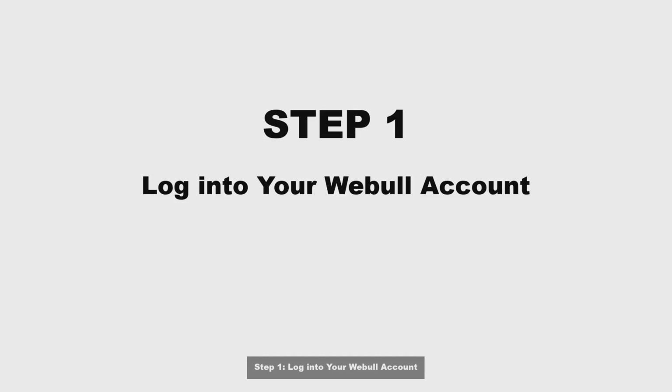Disabling two-factor authentication on Webull is a straightforward process. Follow these steps to ensure you can easily manage your account security settings. Step 1. Log into your Webull account. Open the Webull app or website and enter your login credentials to access your account.